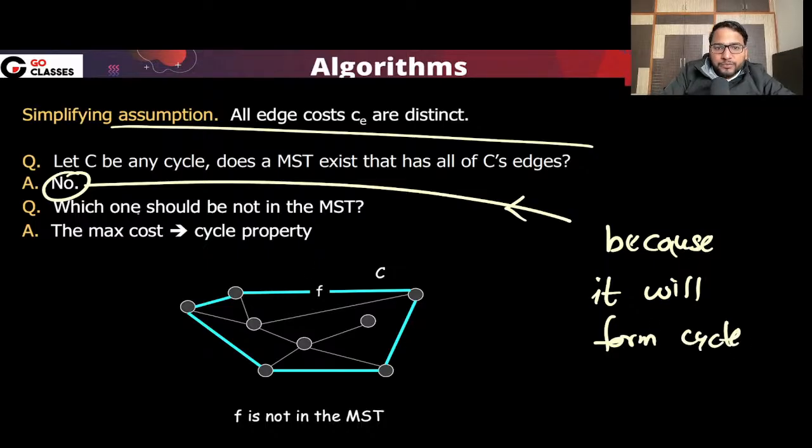Right? Which one should not be in the MST? If not all the edges are in the MST, then the maximum cost edge will not be in the MST. Okay, that is what the cycle property says.